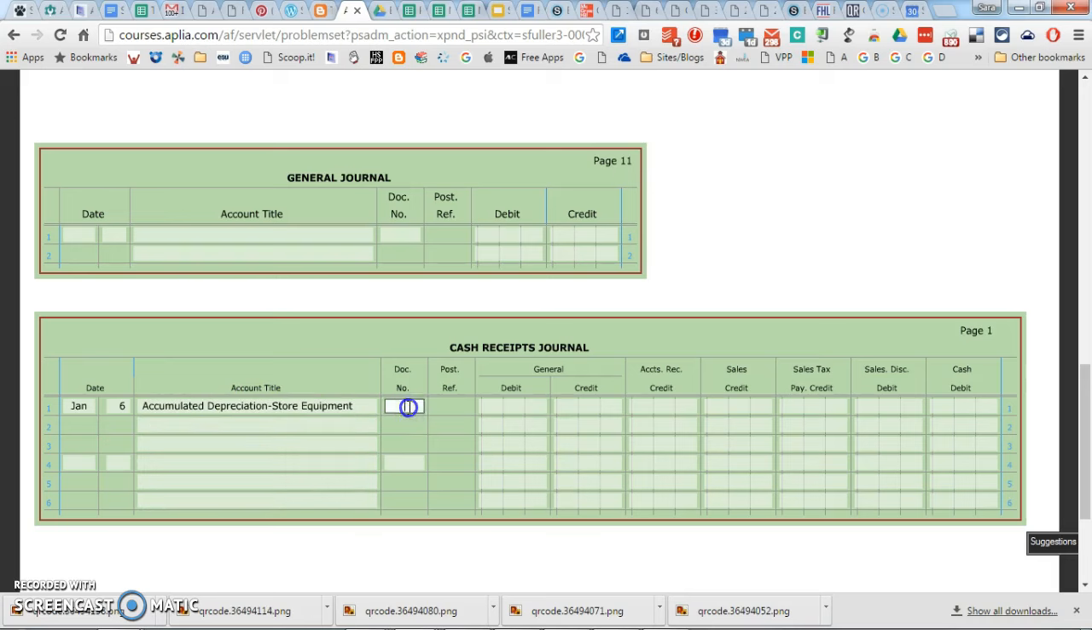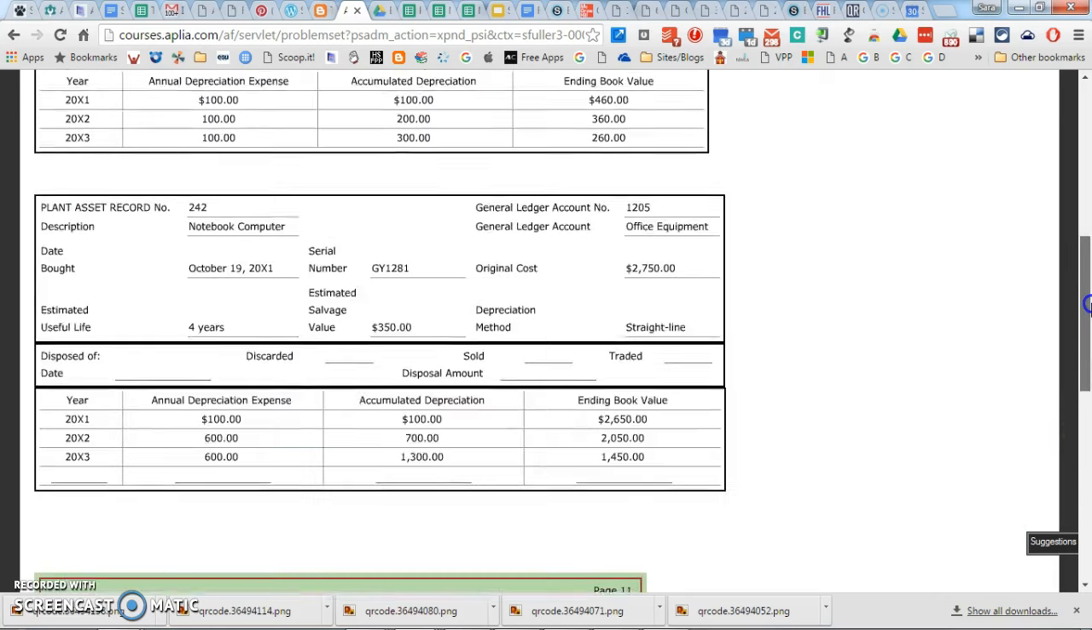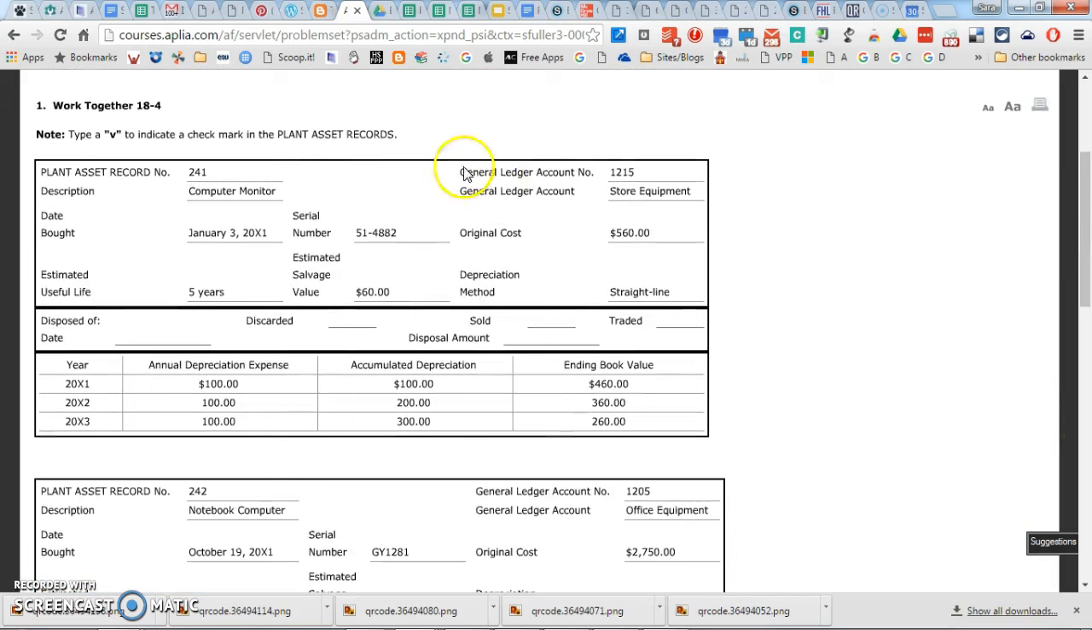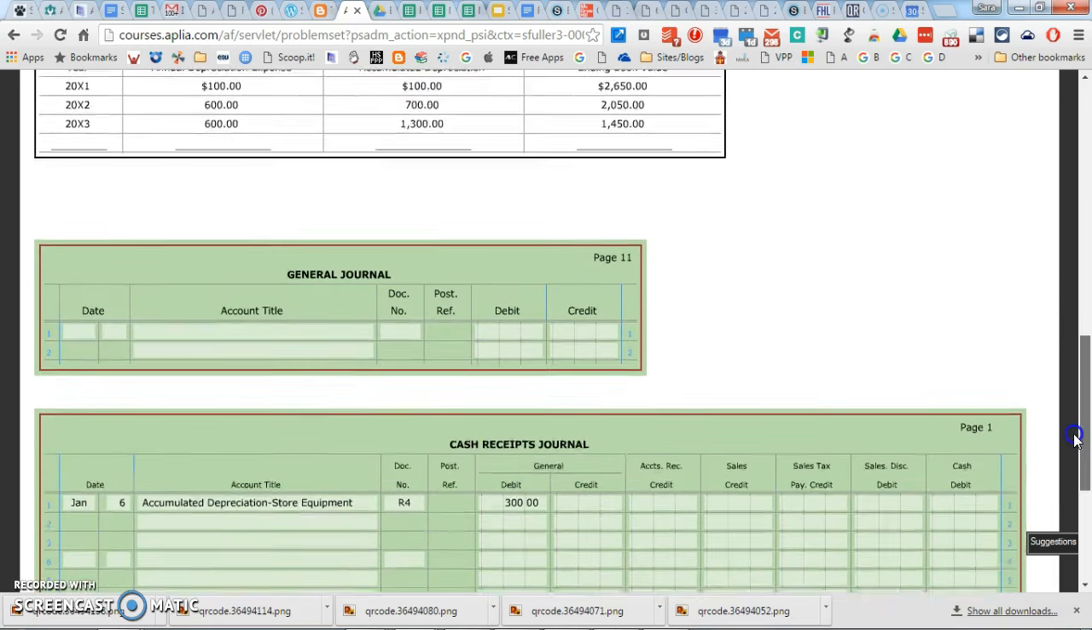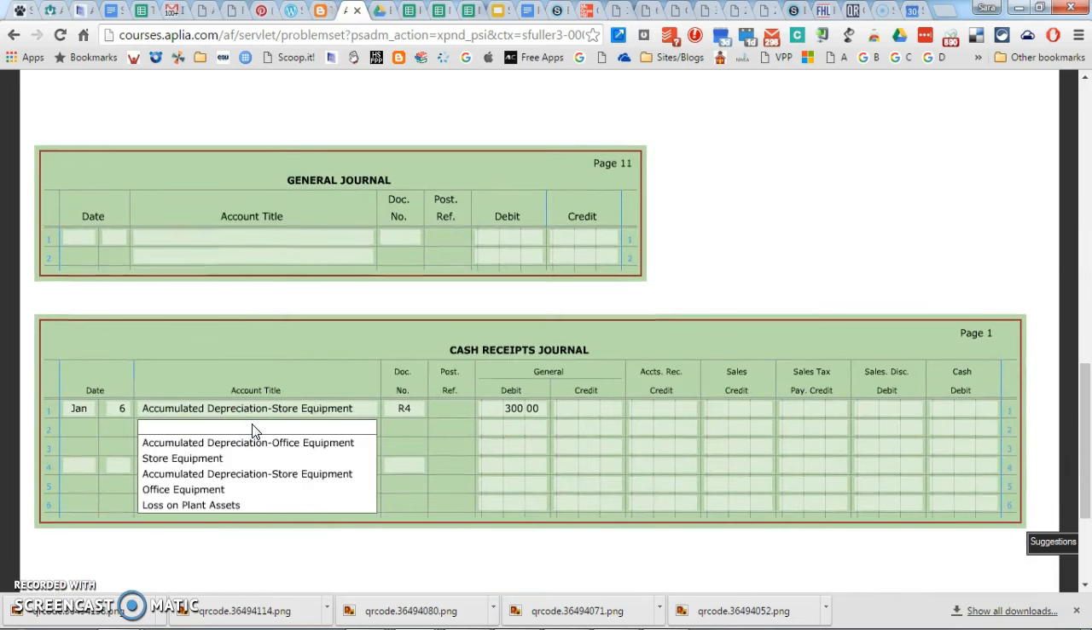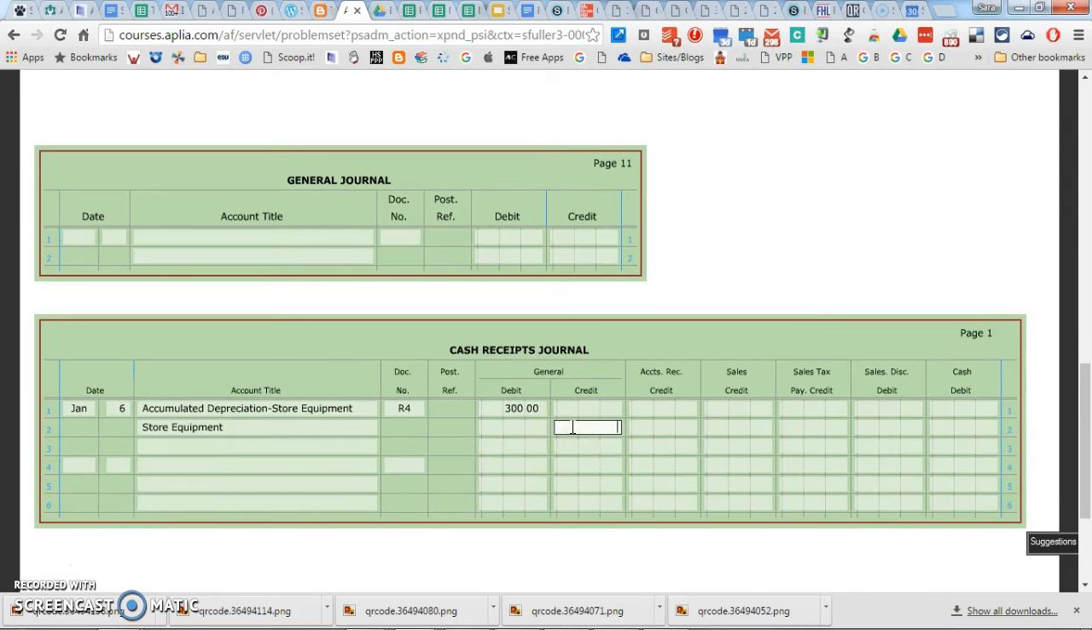Document number is R4, and it's a general debit of $300. Then my next line is what did I sell? So we sold this computer monitor, and it originally cost us $560. So that's the original cost is what we're looking at. So account title is store equipment. It's then a credit of $560.